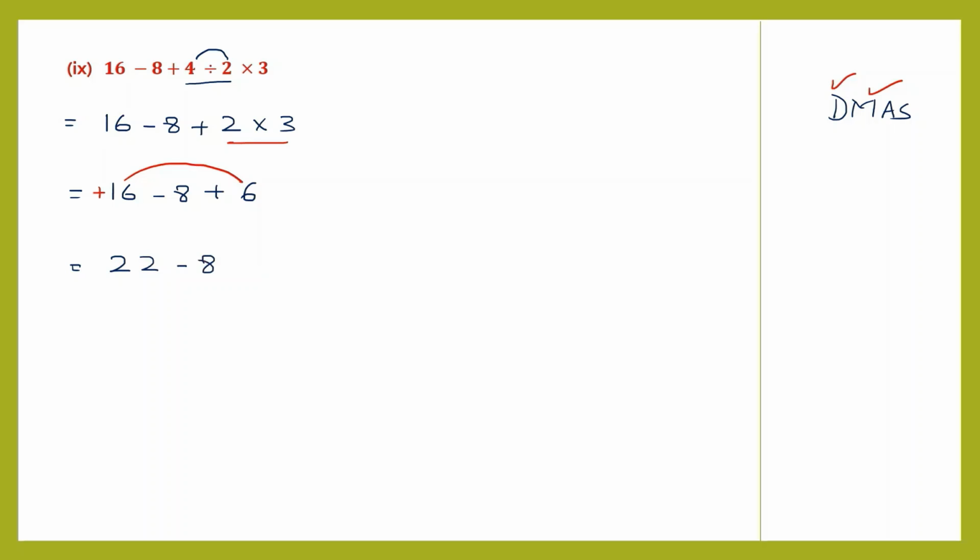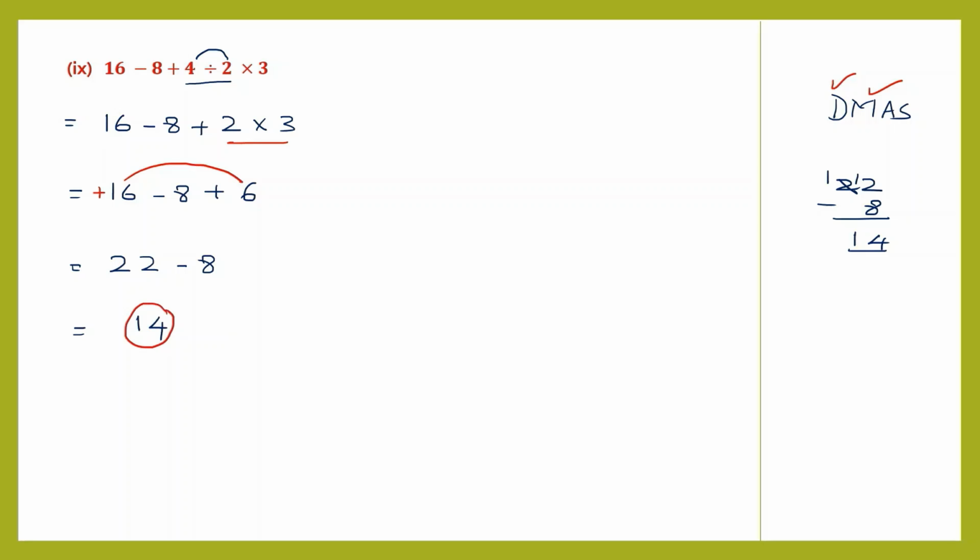22 minus 8. Now let's do that. 22 minus 8. So this becomes 1, 12. 12 minus 8 is 4. And then I bring down 1. So 22 minus 8 is 14. So 14 is our answer.